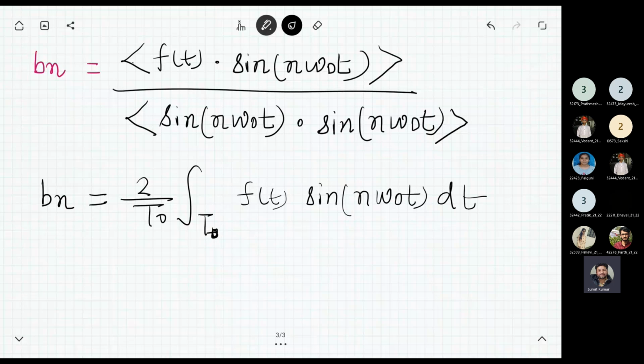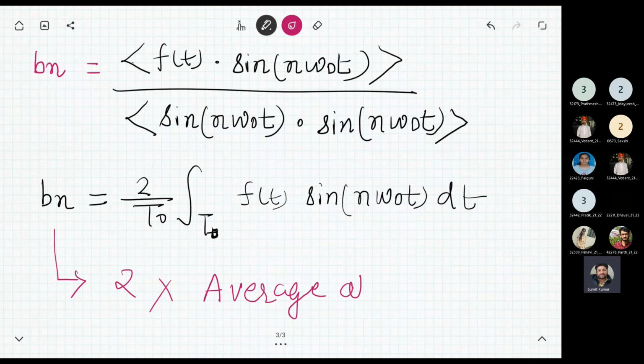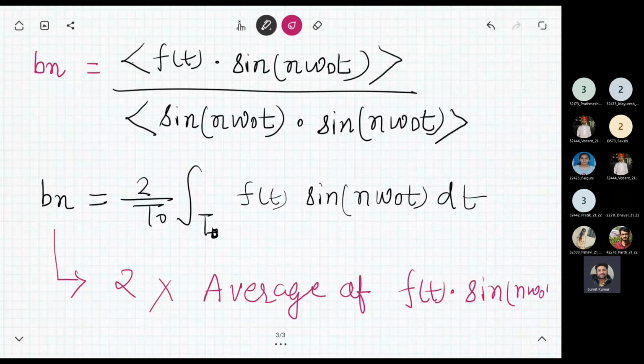So in this way, one can think of this b n as 2 times the average of f(t) times sine n omega naught t. Okay, so these are all the values.